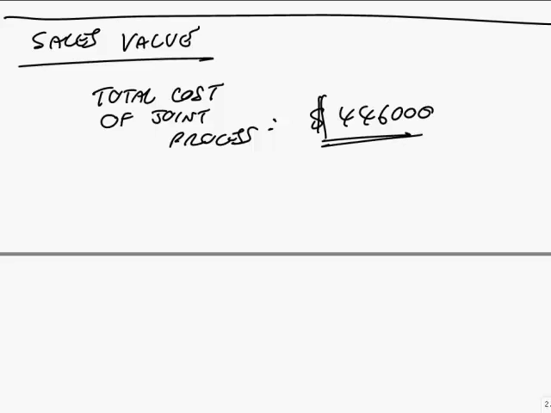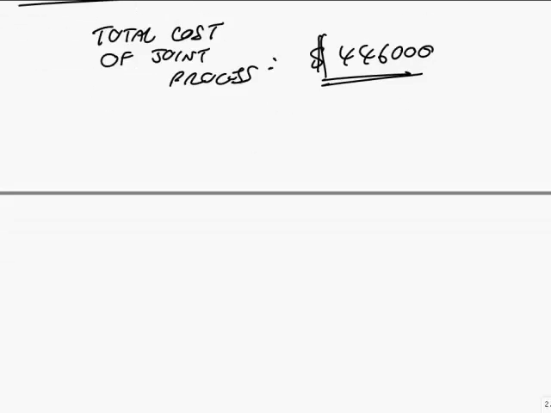This time, though, we want to split that between A and B. But instead of giving them the same cost each as we did originally, if one is worth more than the other one, so to speak, if it has a higher sales value, we'll give more cost to the one with the higher selling price and less cost to the one with the lower selling price.